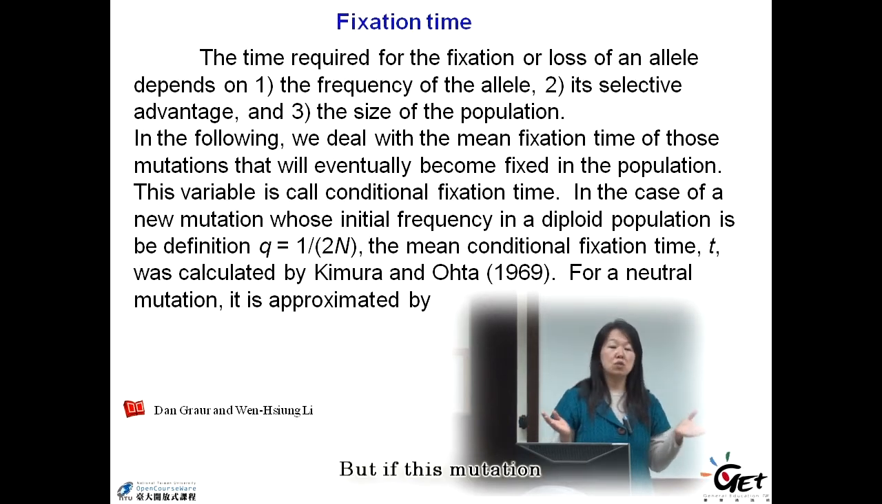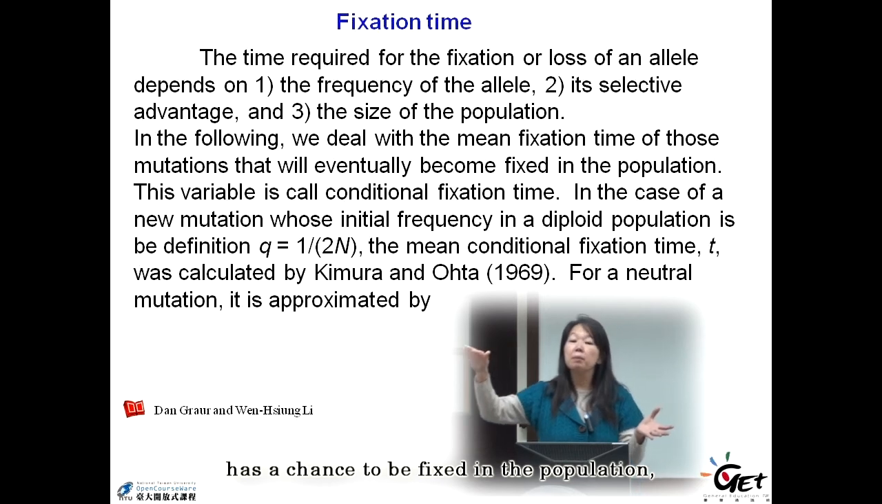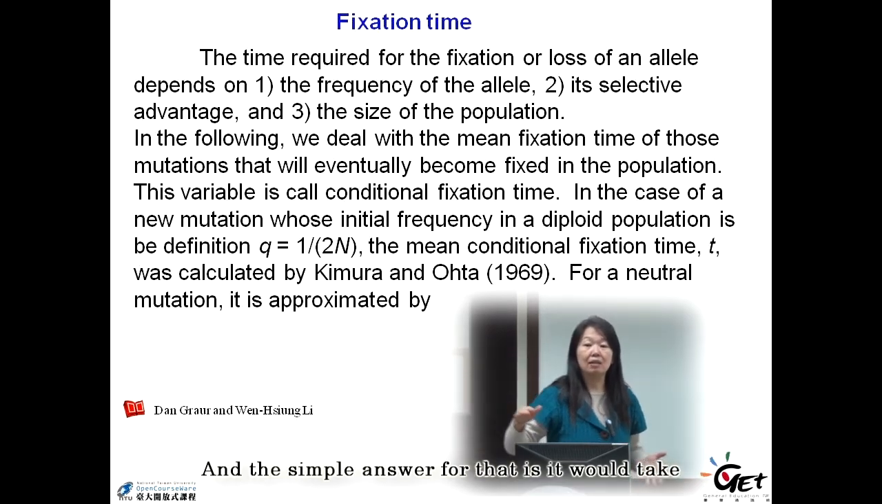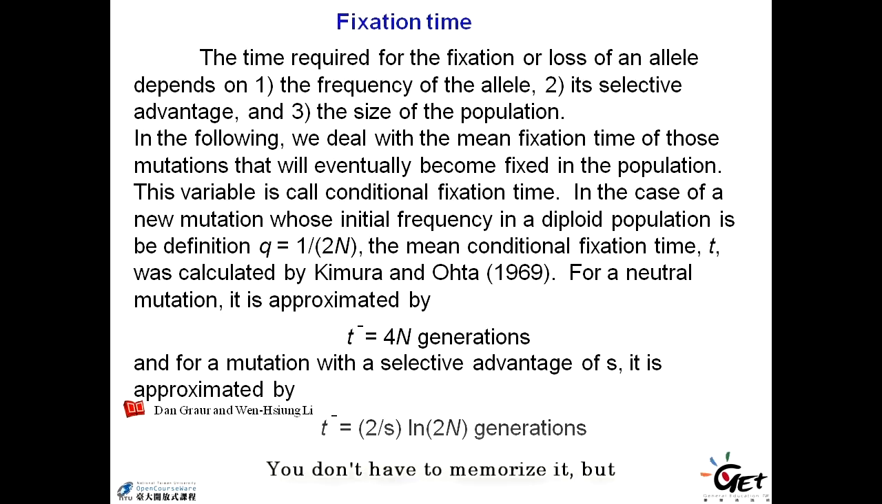But if this mutation has a chance to be fixed in the population, how long will it take? The simple answer is it would take 4n generations. You don't have to memorize it, but it gives you some idea that it's related to the organism's generation time. So it takes 4n generations for a neutral allele to be fixed in the population.